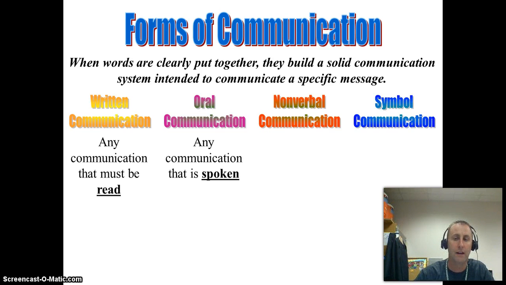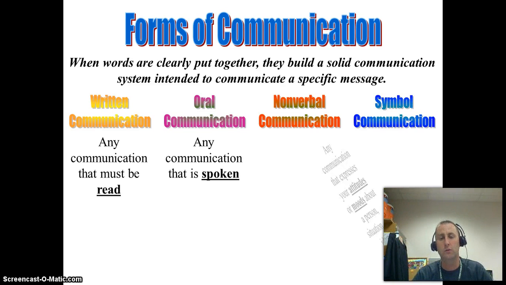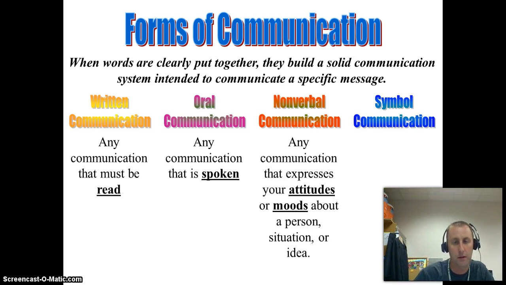Then we get into nonverbal and symbol communication. And nonverbal communication is really very, very powerful. Nonverbal communication is any communication that expresses attitudes or moods about a person, situation, or idea. And this comes in the form of gestures, facial expressions. Those sorts of things can indicate certain messages, and we call those nonverbals.